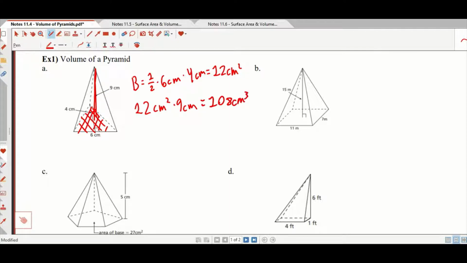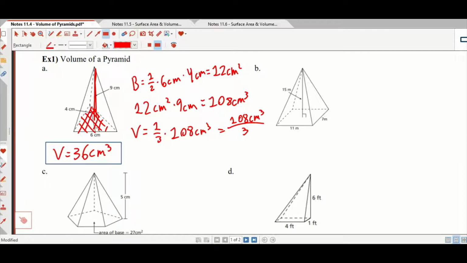Now that is not the volume of my pyramid. That's the volume of the imaginary prism that fits around our pyramid. So in order to find the actual volume of the pyramid, we need to take 1/3 of that. I think it makes more sense to think of that as 108 centimeters cubed, the volume of the prism, divided by 3, which is 36. So the volume of this pyramid is 36 centimeters cubed. Put a box around it, you're good to go.